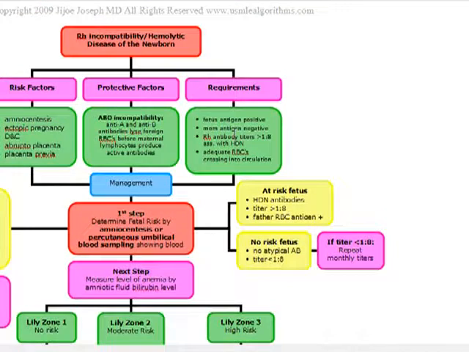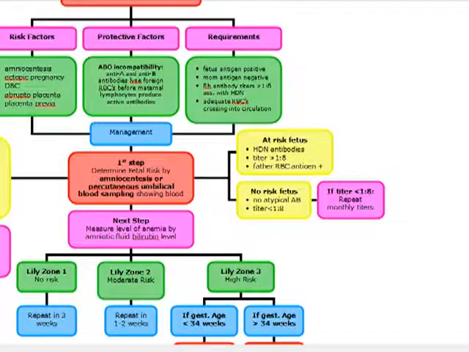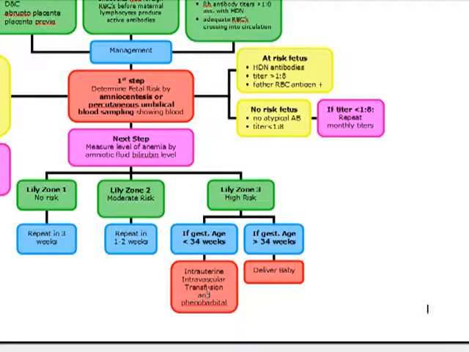The fetus antigen has to be positive. The mom antigen has to be negative. The titers have to be over the ratio of 1 to 8. And adequate RBCs have to cross into the circulation. We determine the fetal risk by doing amniocentesis and percutaneous umbilical blood sampling, and then we measure the level of the anemia by the bilirubin level. Based on the Liley zone, we're going to either repeat in 3 weeks, repeat in 1 to 2 weeks, or do an intrauterine intravascular transfusion with phenobarb if they're less than 34 weeks and in Liley zone 3. And if they're over 34 weeks, we're just going to deliver the baby.